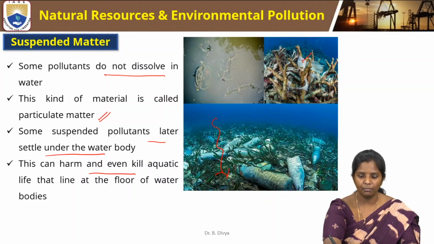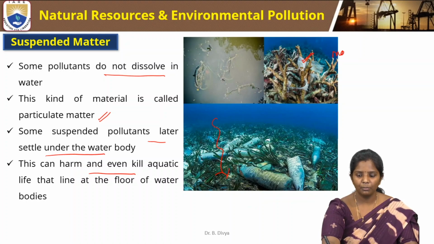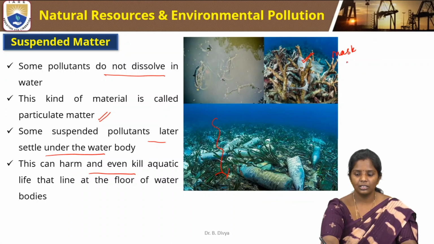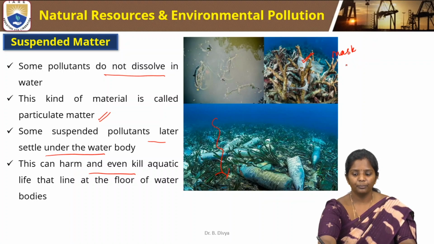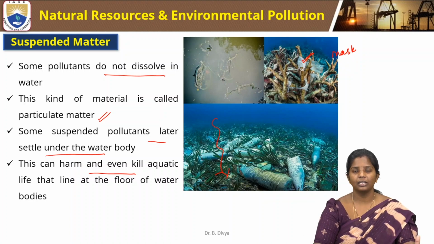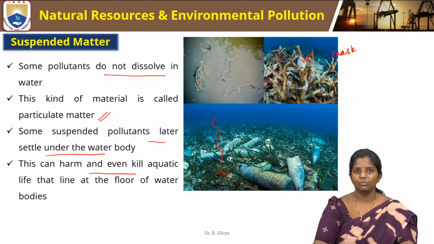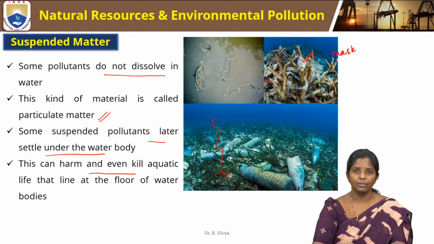For example, this is a mask that is present. Whenever a mask is thrown without cutting its edges, it can harm the birds. They will take it up, it will cover the mouth of that bird, and they cannot take up other food material for their living. That is how it is also affecting their living environment. So it is always important to take small precautions during our disposal and also help the environment to avoid any pollution.